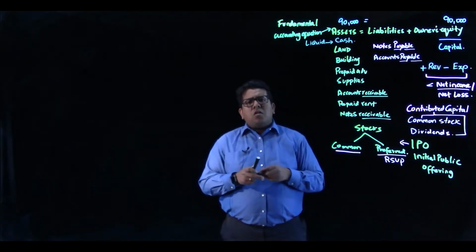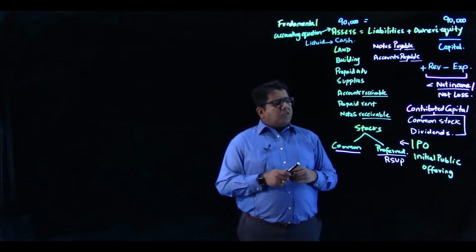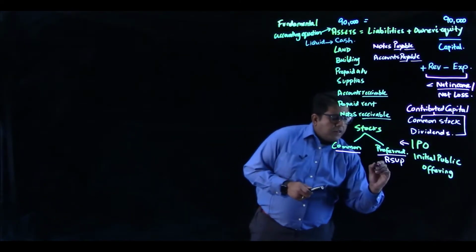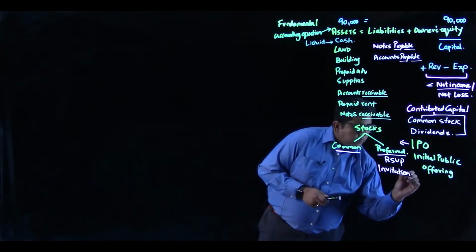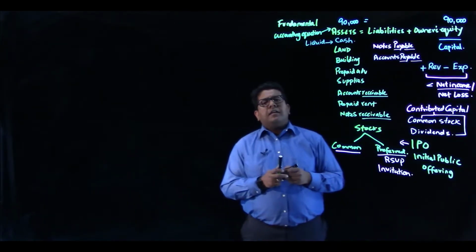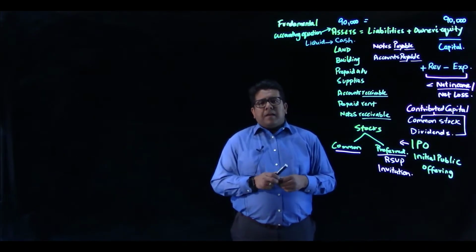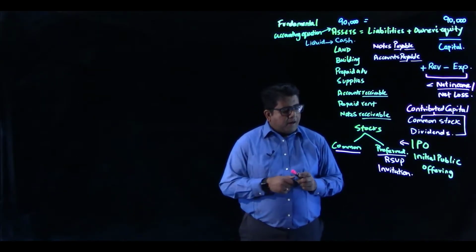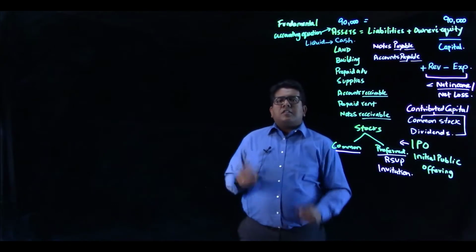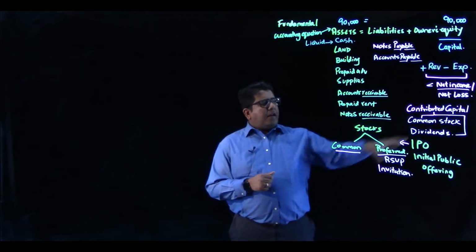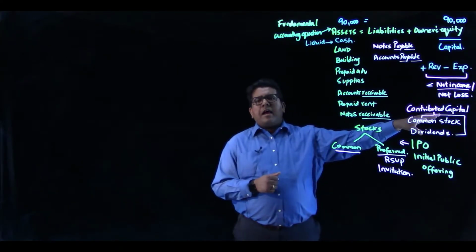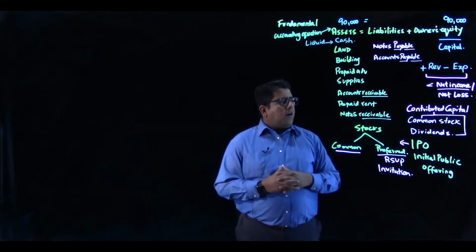The other type of stock is preferred stock, which is kind of an RSVP concept. It is not open to the public, and it is always by invitation only. You get invited to buy stock. Warren Buffett asks you to buy his stocks. That's by invitation.